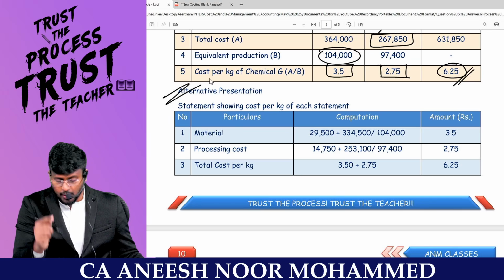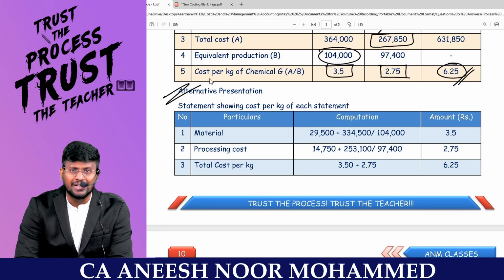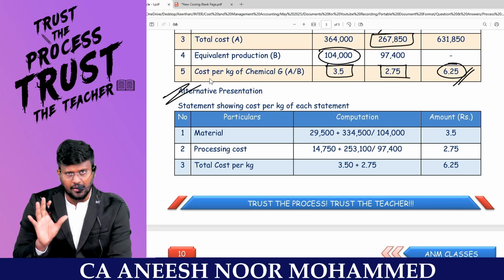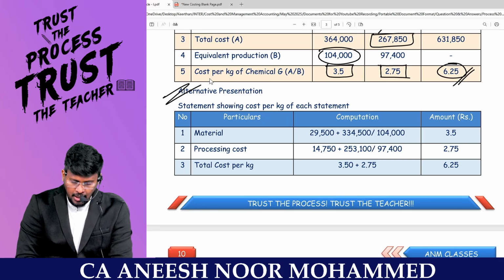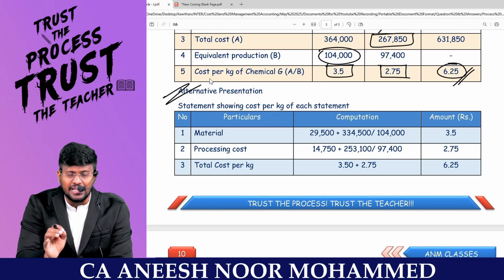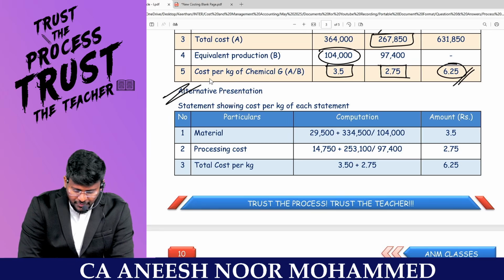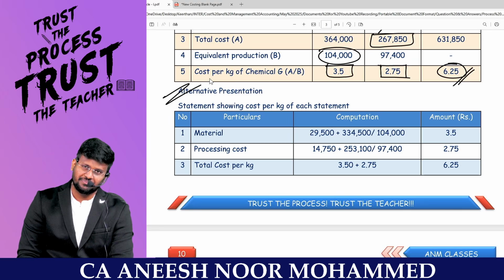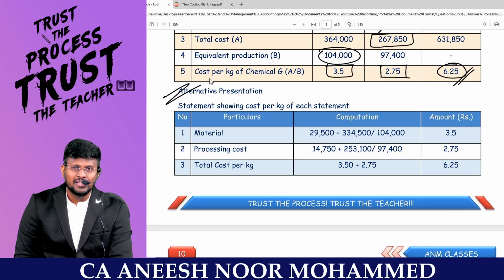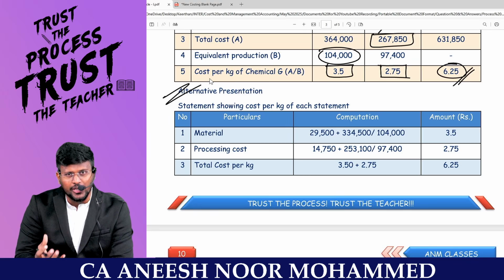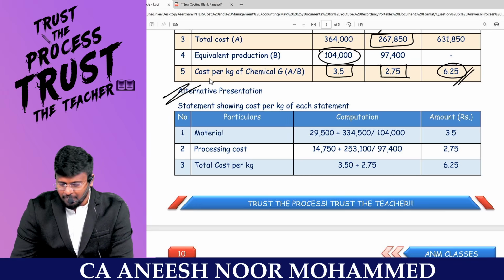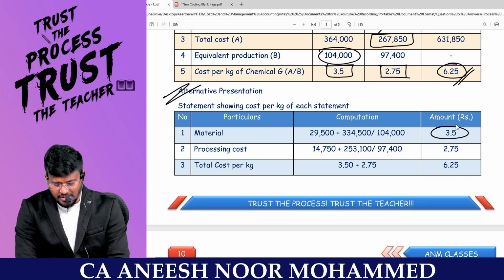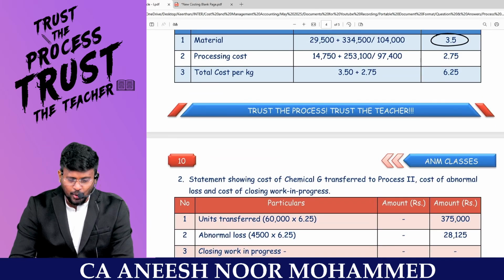You have to see the question and tell me what is the material cost you have incurred for opening WIP? 29,500, which is already given in the question. Plus what is the total material cost incurred during our period? 3,34,500. Total comes to 3,64,000 divided by, sir, what is the equivalent units of material? 1,04,000. That means for every unit completed, I spend 3.5 rupees as material. Getting it?